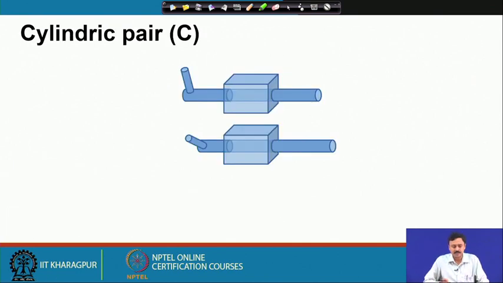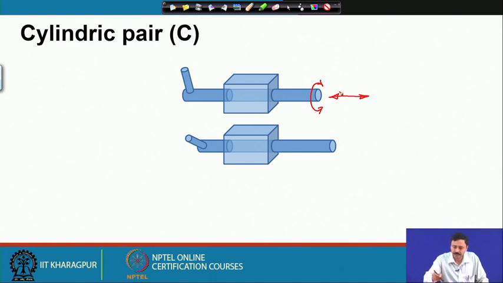Then we come to the cylindric pair. As you can see here, we have a cylinder which can rotate as well as translate within the block. So, the cylinder here can rotate with respect to the block and it can also translate with respect to the block. This is called a cylindric pair.